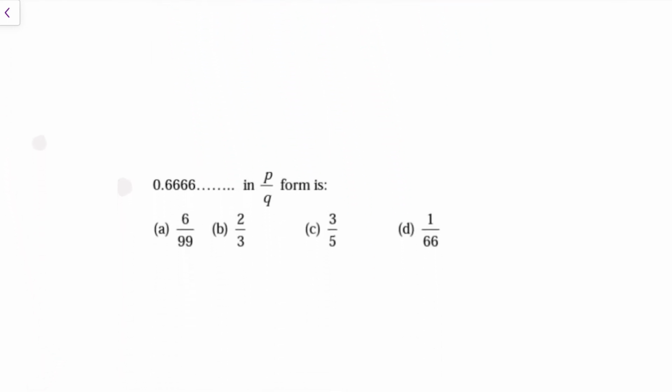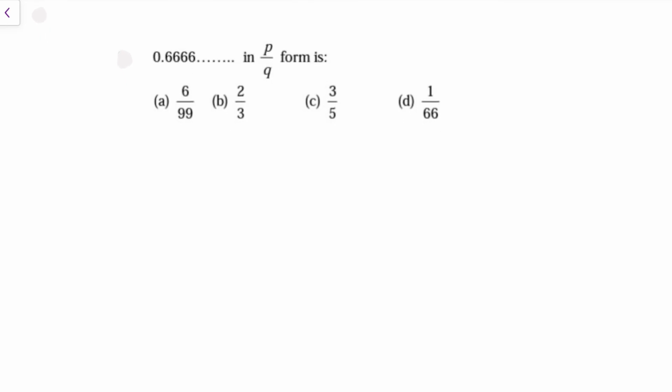Next one, 0.6666666 and so on in p by q form. Here just one digit is repeating, so directly from the options we can say that 2 by 3 is the answer.